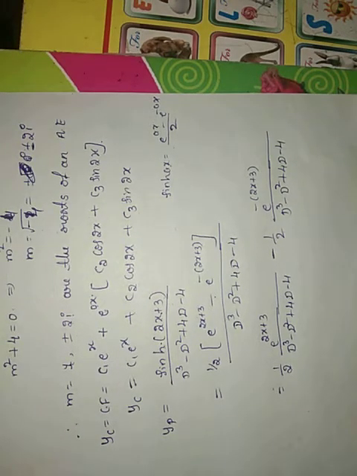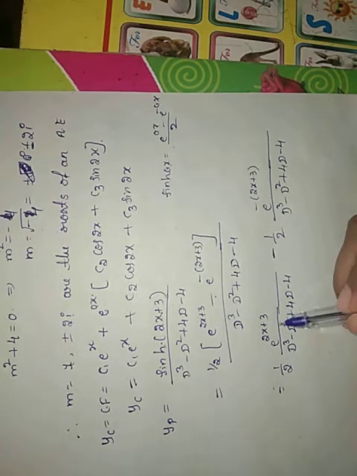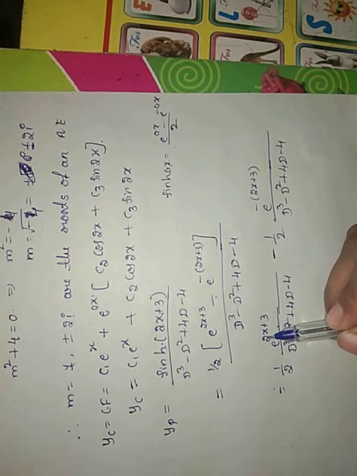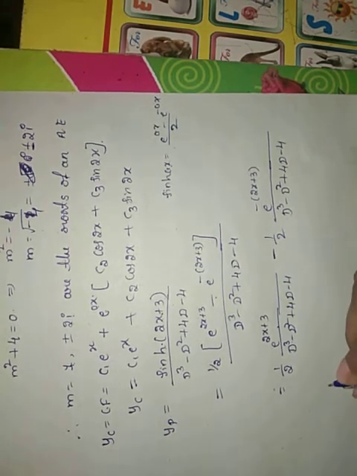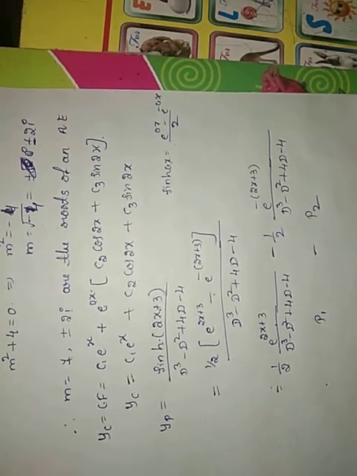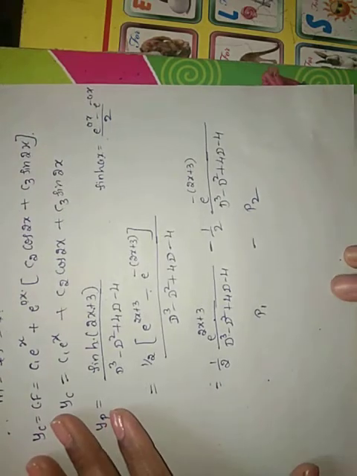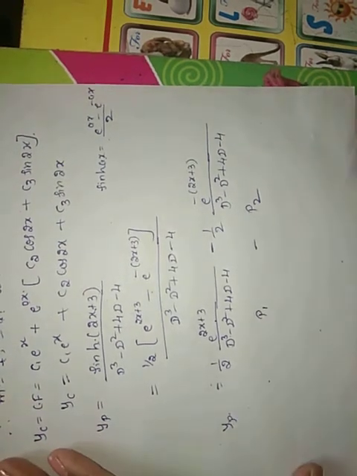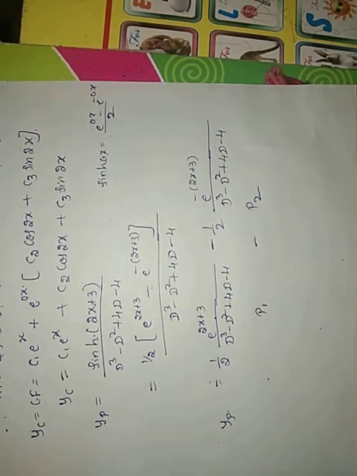So here the procedure is as before. As if it is e raised to x, we replace D by a. Here also, if it is e raised to ax plus b, then also we have to replace D by a. In this function, the coefficient of x is 2, so replace D by 2 here. Or else consider it as P1, P2. Clear? It means particular integral, first one and second one.